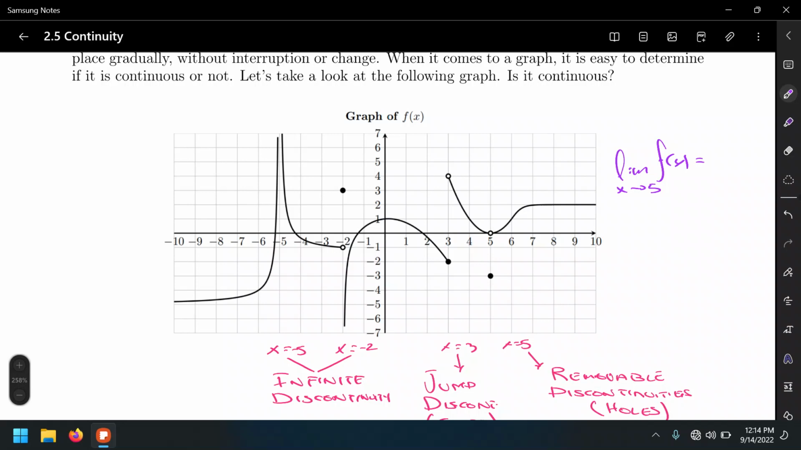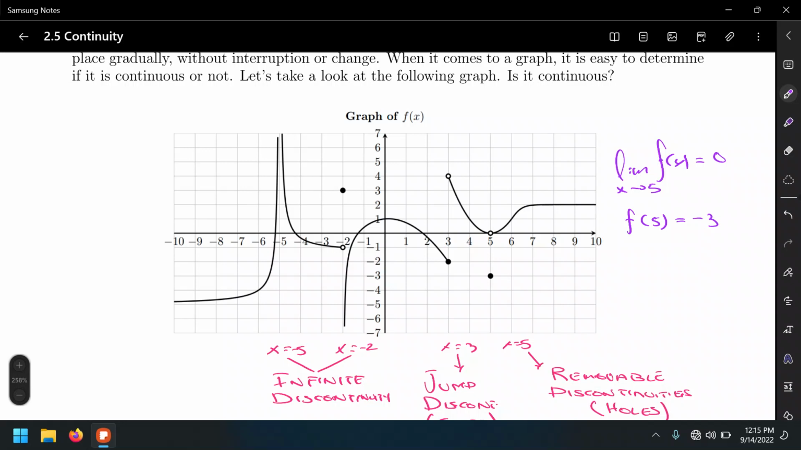What would be the limit? What is the y value being hit when we approach 5? 0. Now, what is f of 5? -3 is the point in the middle of nowhere.